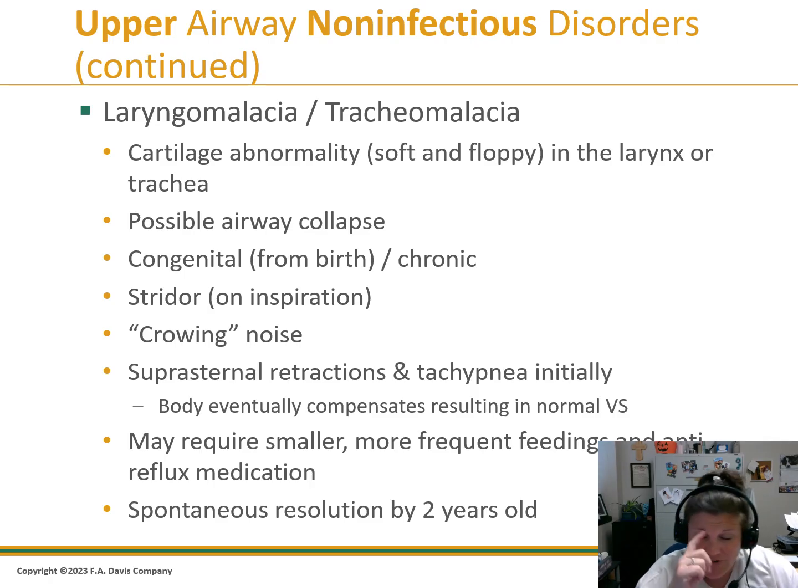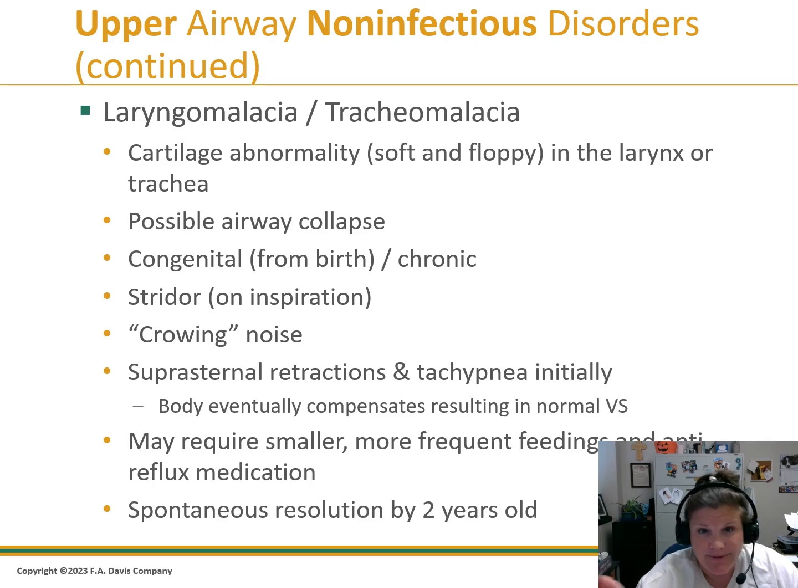Okay, so on this first slide, laryngomalacia and tracheomalacia: a cartilage abnormality in which it's soft and floppy in the corresponding location, which results in a possible airway collapse. This is congenital, it's from birth, and it's chronic because what is actually going to resolve this? I know you can't be heard right now, but the correct answer is time and growth.